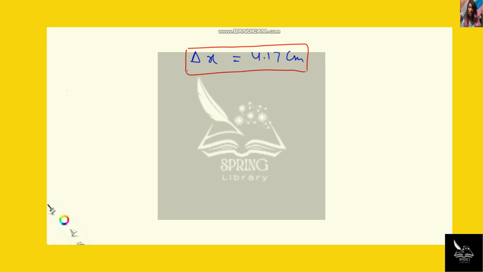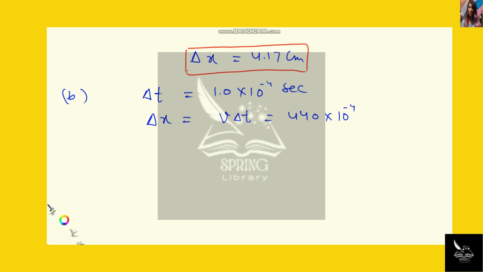Then in the second part of the problem, now the time is given as 1.0 into 10 to the power minus 4 second, and within this much time we have to find the phase difference created between the 2 points. So first of all we will find path difference covered within this time, and that will be given by distance is equal to speed into time. Means this is 440 multiplied by 10 to the power minus 4, and we leave it as it is in meter.